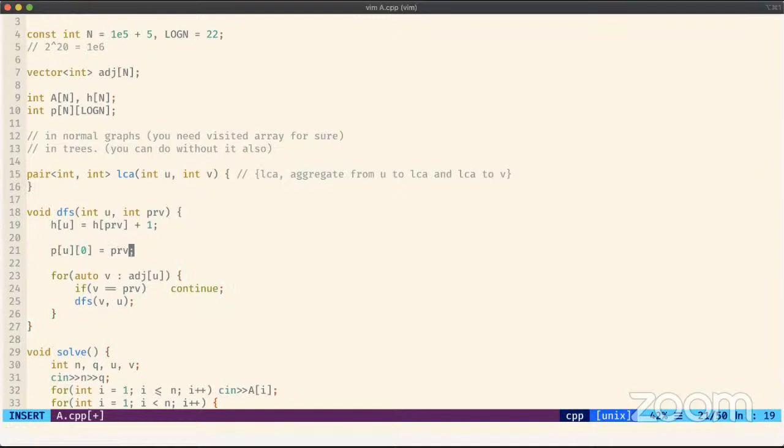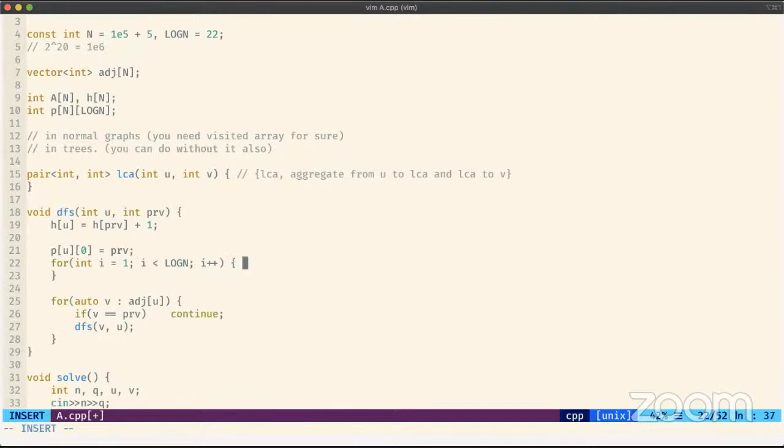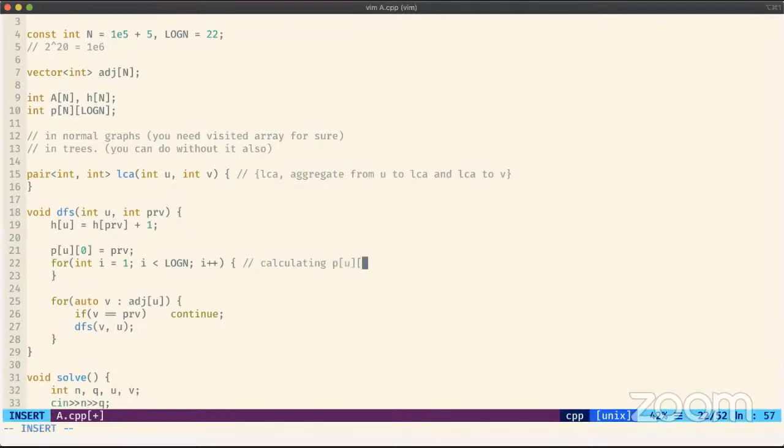Now what all information can we store apart from this? We can easily store what the parent of u will be, the 0th parent, that is the normal parent of u, which will just be pref. What will be the other parents? This is an important thing. This is probably the part that people were referring to: how do we calculate this array p u?